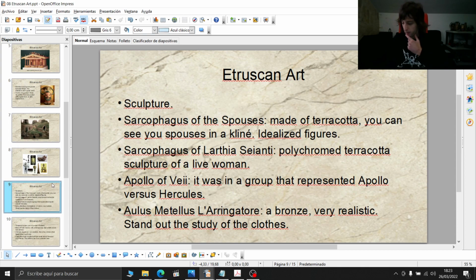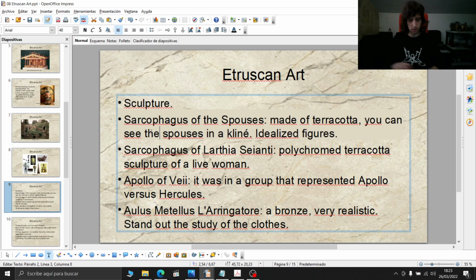Sculpture. Sarcophagus of the spouses made of terracotta. You can see the spouses in clean idealized figures. Sarcophagus of Larthia Seianti. Polychromed terracotta sculpture of a live woman. Apollo of Veii. It was in a group that represented Apollo versus Hercules. Aulus Metellus, the Arringatore, a bronze, very realistic, with a careful study of the clothes.